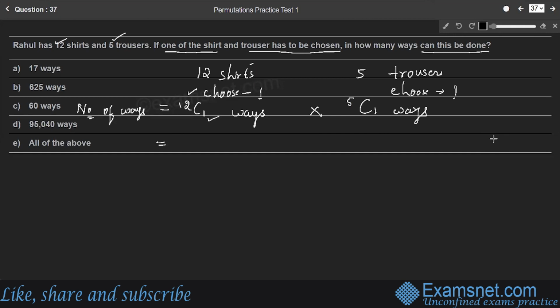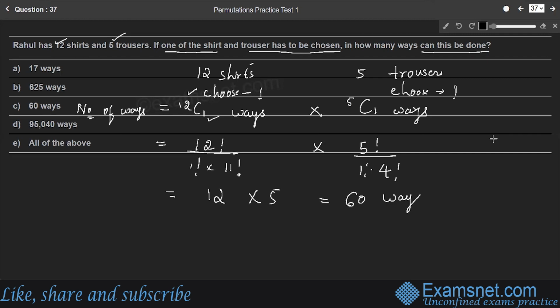12C1 is factorial 12 divided by 1 factorial into 12 minus 1, which is 11 factorial. Here 11 factorial and 11 factorial get cancelled. We have 12. And 5C1 is 5 factorial divided by 1 factorial into 4 factorial, 5 minus 1 factorial being 4 factorial. Therefore, we have 5 into 12. So in 60 ways we can choose one shirt and one trouser out of 12 shirts and 5 trousers. So in 60 ways, option C is the right answer.